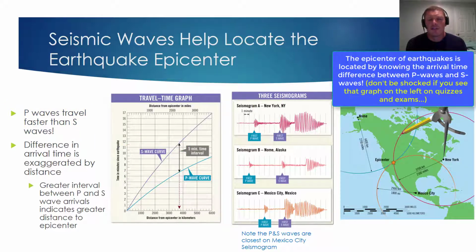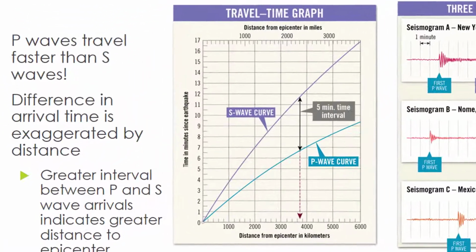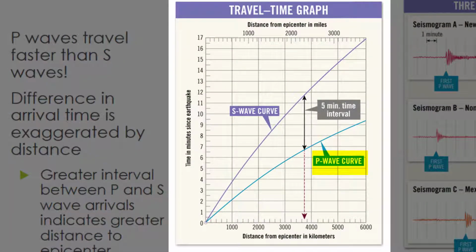The other important fact to note is that the difference in arrival time is going to be exaggerated by distance. Let's take a moment to study this travel time graph. The P wave curve is shown in blue, and then the S wave curve is shown in purple. On the vertical axis is the time in minutes since the earthquake, and the horizontal axis represents the distance from the epicenter. Your bottom horizontal units are kilometers, and your top horizontal units are going to be miles.